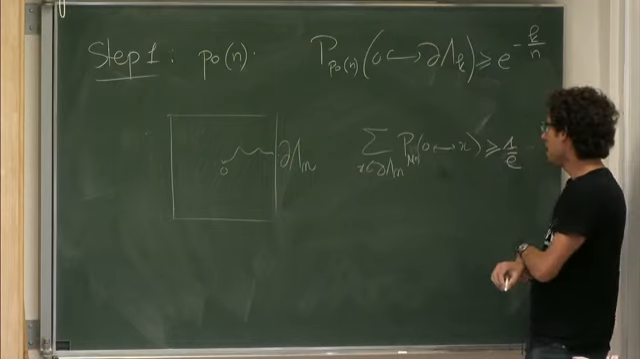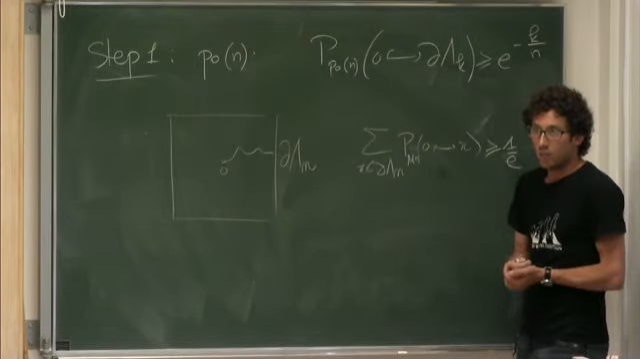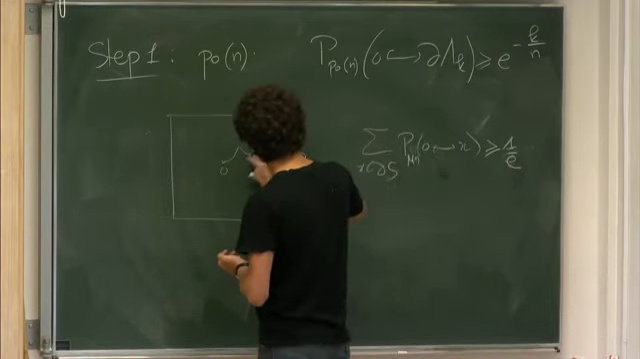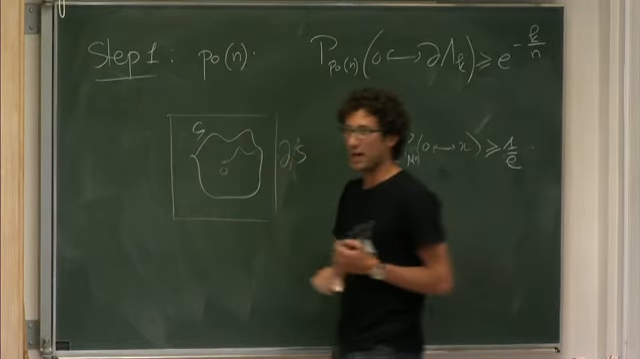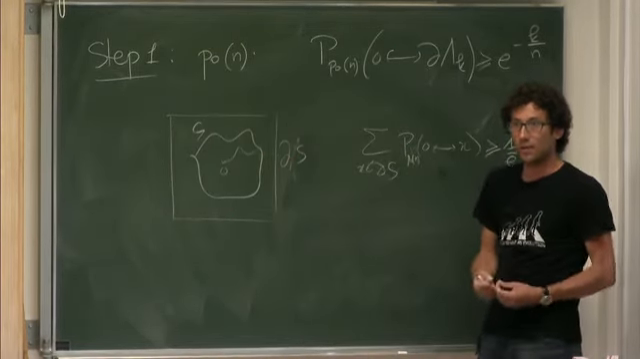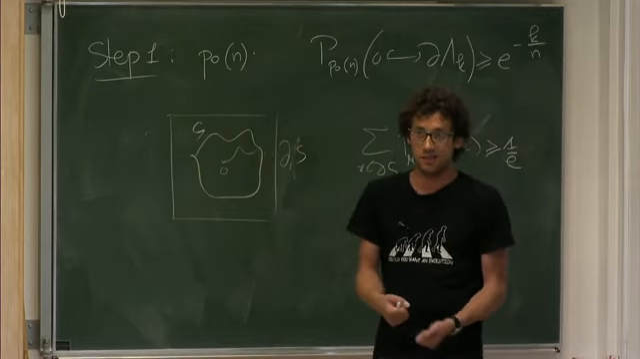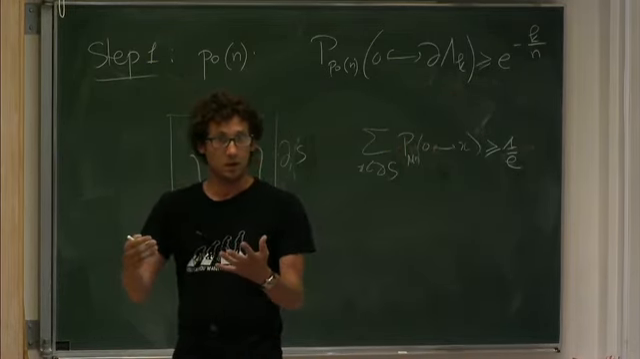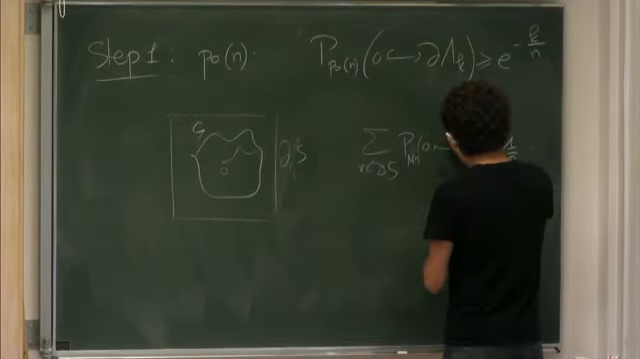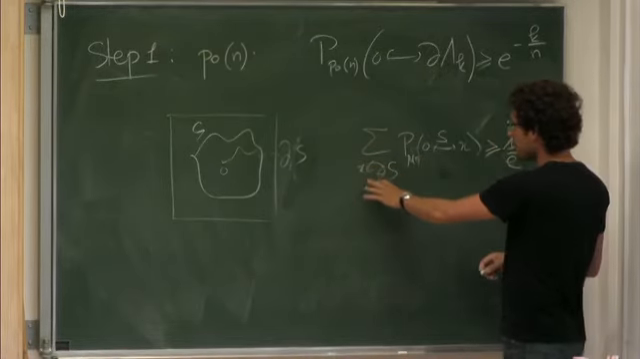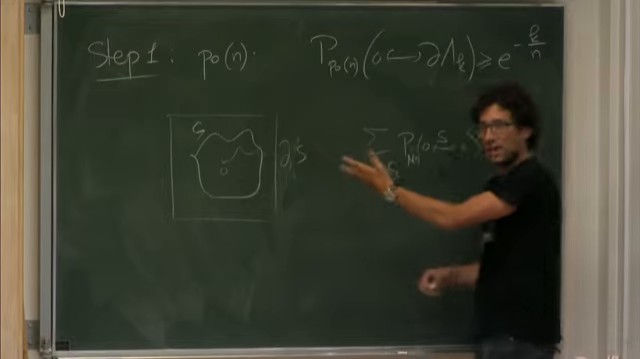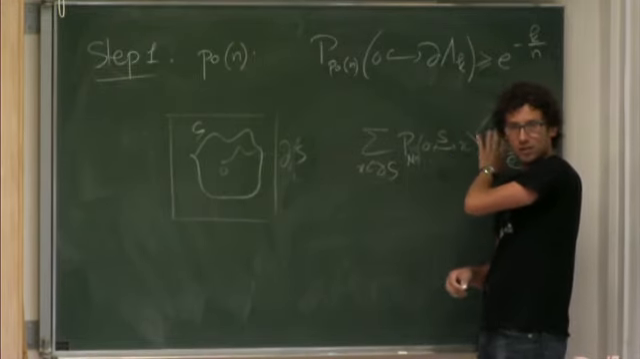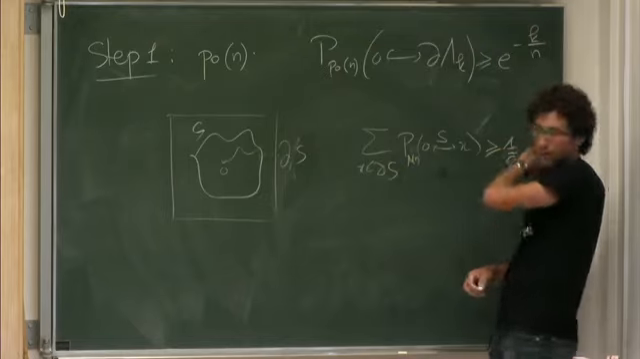In fact, here I used the set lambda n, but I could have used any set S included in lambda n. You can do exactly the same thing. You start from 0, you look at the first time you exit this set S, then you start from this point, you look at the first time you exit the set S around this point, and so on. So whatever the set S included in the box of size n, the expected number of points on the boundary connected to 0 has to be larger than 1 over e. Otherwise, I have a problem.